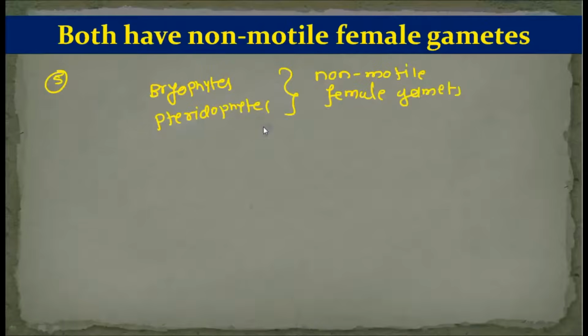Now, the fifth similarity is that both bryophytes and pteridophytes have non-motile female gametes. Both have non-motile female gametes. As you know, we have discussed motile. Motile means having the ability to locomote, and non-motile means not having the ability of locomotion. That is the female gametes in bryophytes as well as in the pteridophytes.